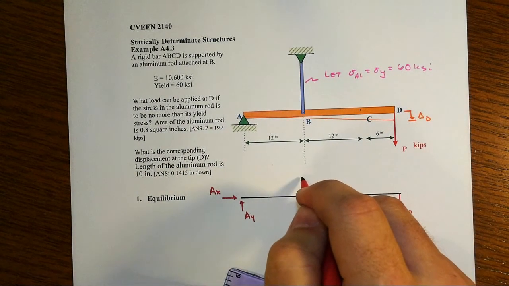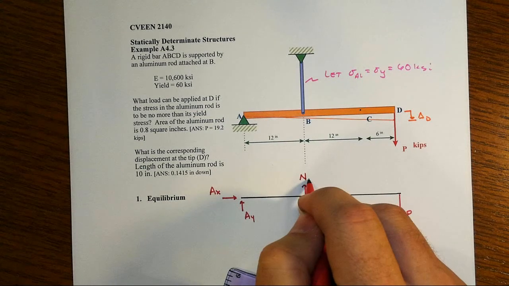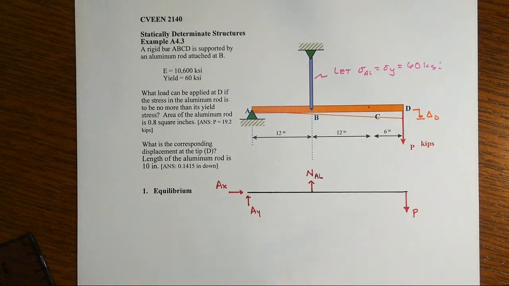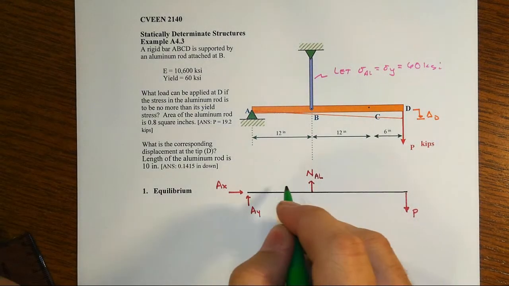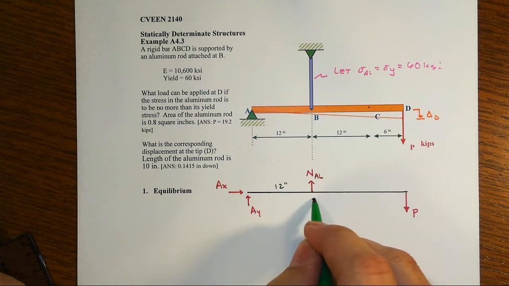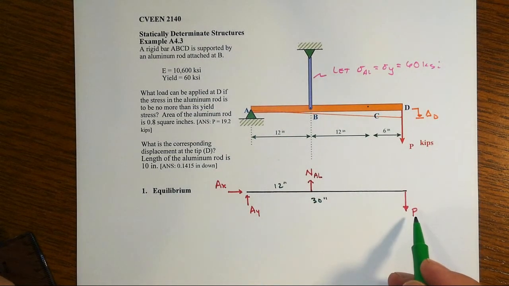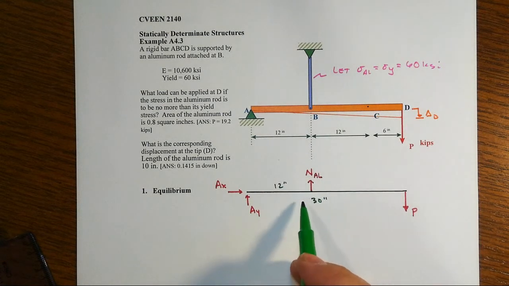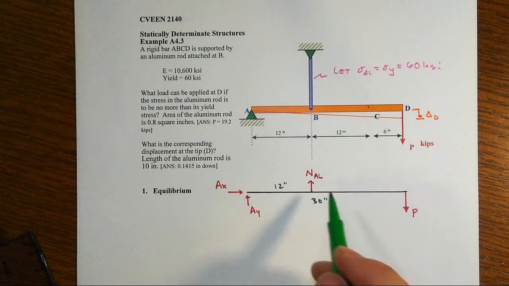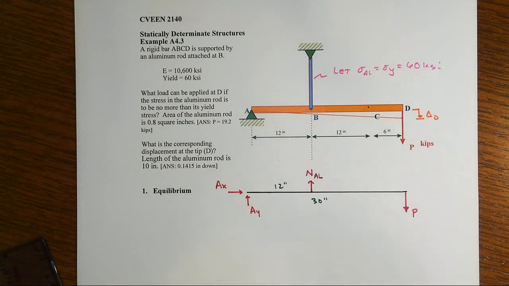So equal and opposite kinds of things. And so that's your axial force in the aluminum. Right? And from that, note that, okay, well this is basic statics. There's a direct relationship here between the aluminum force, which is 12 inches away from A, and the applied force, which is 30 inches away. Now note, N_AL is a lot closer to this pivot point than P is, so it's going to be a lot bigger than P is, by basic statics.